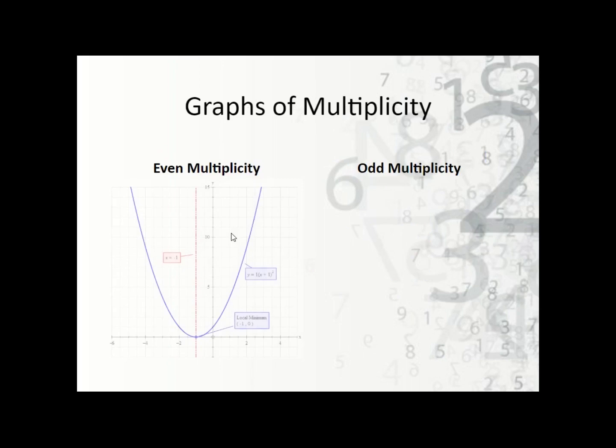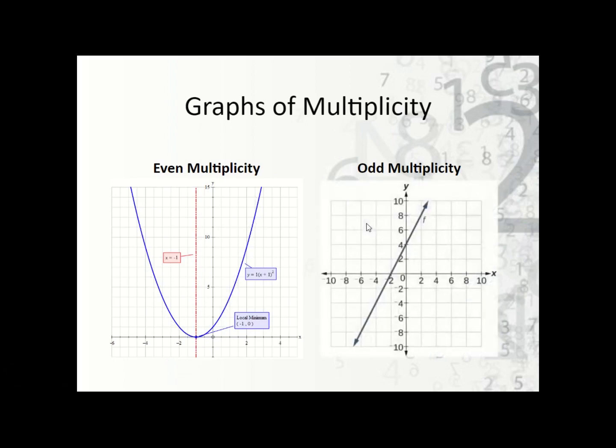So even multiplicity. Notice here we have a point, and it has a multiplicity of 2 or 4 or something like that. It's going to touch, bounce back, and come back up. So anytime we have an even multiplicity, it's going to touch at that point and then bounce back up. Now an odd multiplicity is going to pass through. So we have an x-intercept, or a 0, here at -2, and it's going to pass through and keep going. So even multiplicity, odd multiplicity.